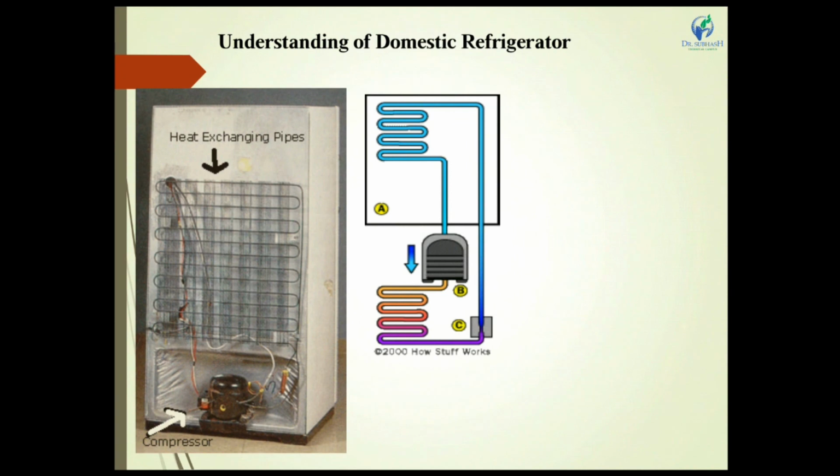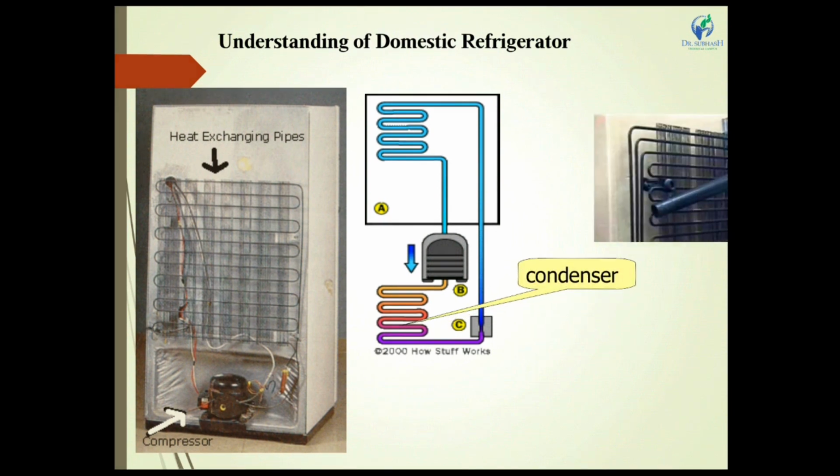This is a normal line diagram of the VCR system. The first component is the compressor, which we show in our real refrigerator. Next is the condenser. Second after this is the throttling device, which we show as a capillary tube or expansion device. Then comes the evaporator. The evaporator inside the fridge is the ice box, also called the evaporator.